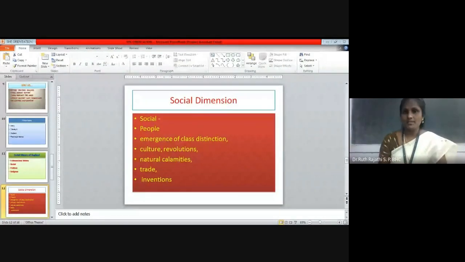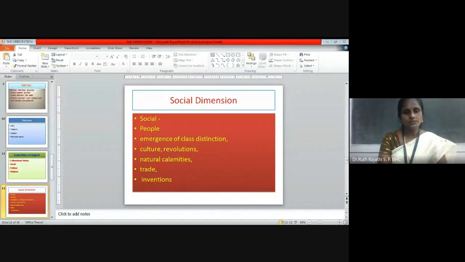Moving to the next one, we also get information about inventions, scientific inventions, which helped people to change their lifestyle a bit. So finally, to make it simple, the social dimension talks about the development in the life of the people, how the people have developed and progressed throughout these ages.